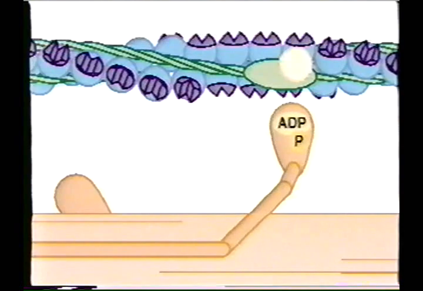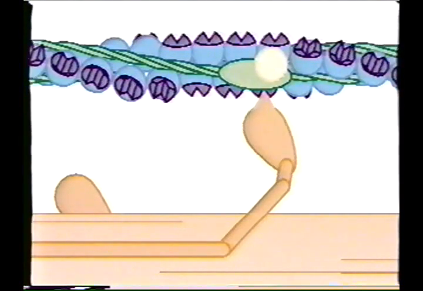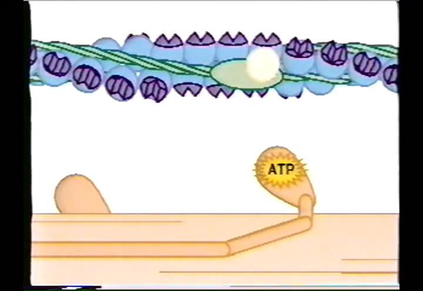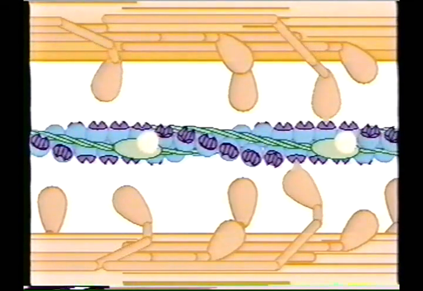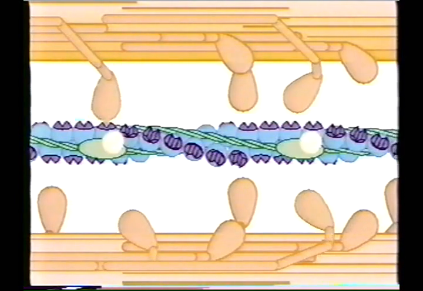Myosin heads attach, pull, and release. The individual myosin heads do not act in synchrony. A few are always in contact with the actin filament, preventing it from sliding back.